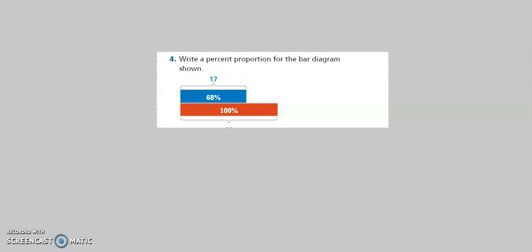This is page 146, number 4. So in this problem, you're also finding the whole, because they're telling us that 68%, 68 over 100, 68% is 17 out of what number?